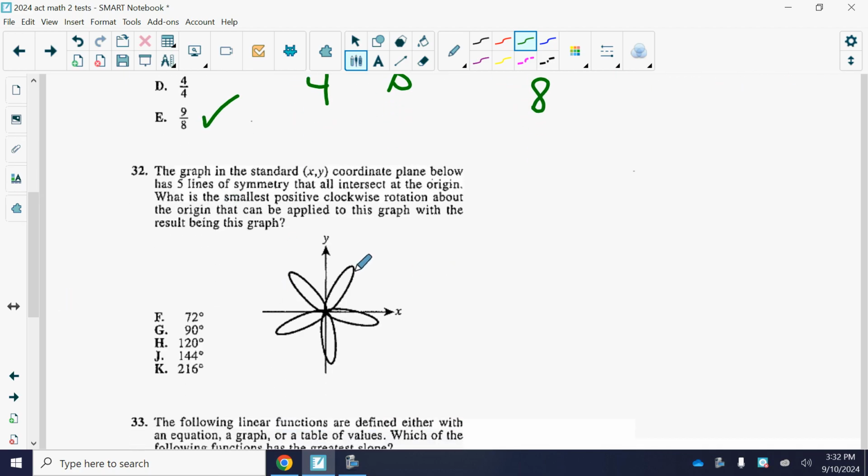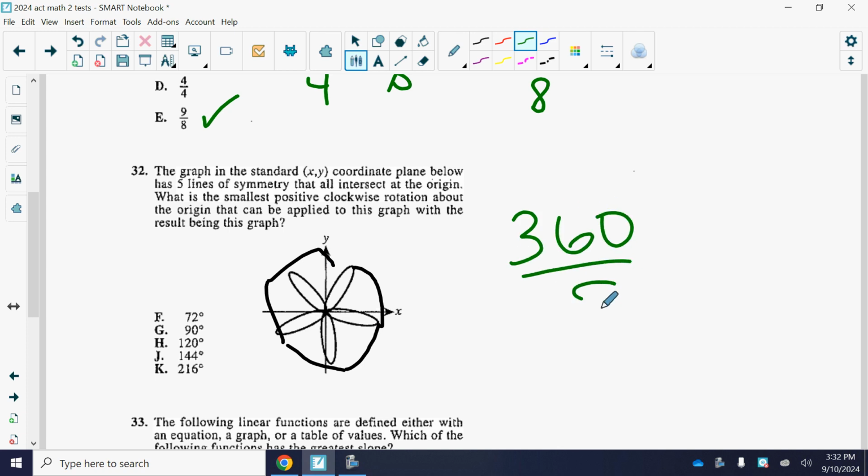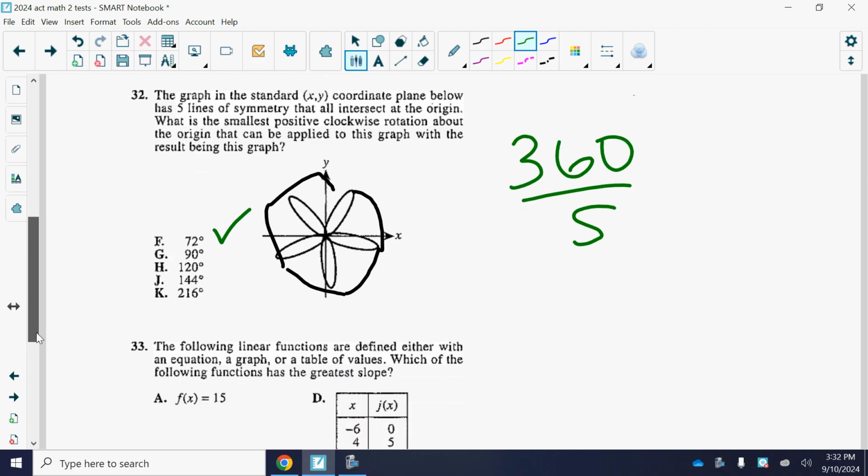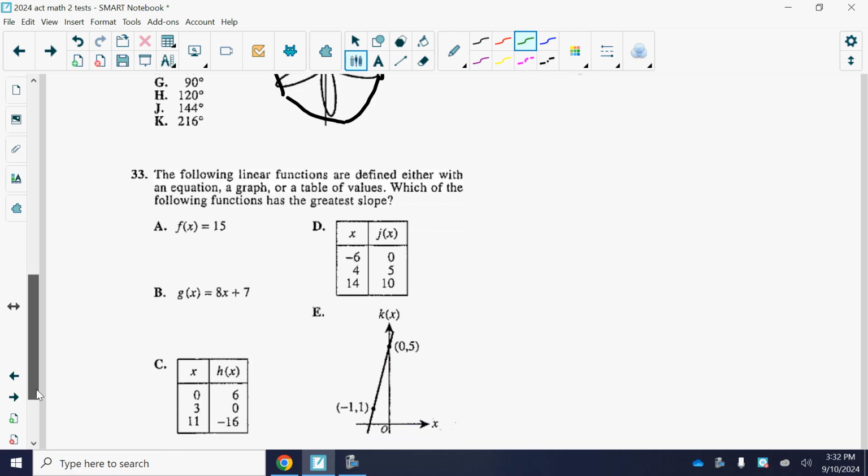The smallest clockwise rotation to get you where you are, since there's 1, 2, 3, 4, 5 around, 360 divided by 5, 72. They like that style of question, and it has to do with 360 degrees in a circle.